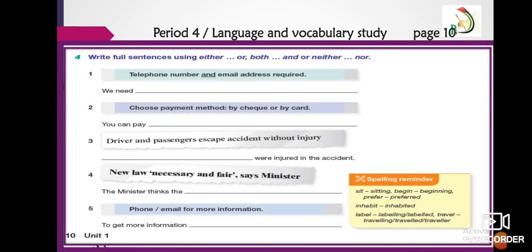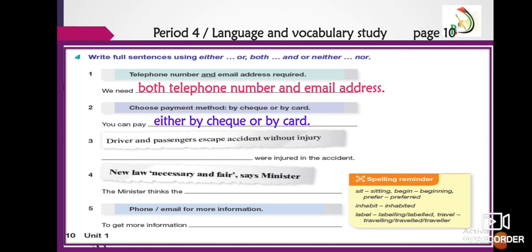This is the last exercise on page number 10 about both and, either or, neither nor. Do it on your own and then check your answers. Complete these exercises on your book when you get them. We need both telephone number and email address. You can pay either by check or by card.